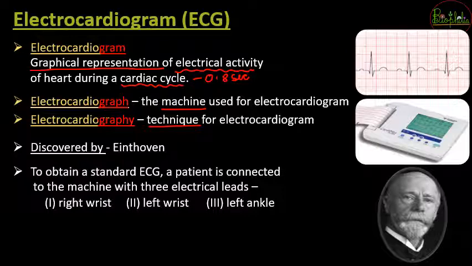Many people get confused between these three terms when they come together, but now I hope that you are not going to get confused because we have listed them down together. You can also note them down and keep in mind that gram is related to the output, that is the graph. Graph is not the output, it is the machine for the output, and graphy is related to the technique.